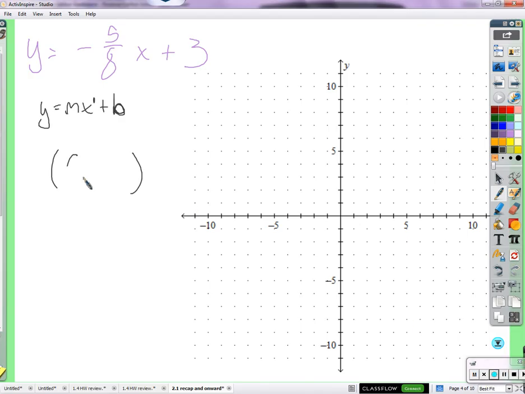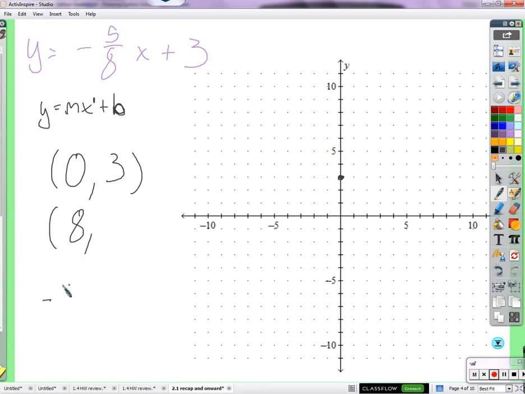We could start with 0 for x, and if we put 0 for x, we get 3. Knowing that this is going to be a line, we know we just need 2 points, and there's a really easy one to find. 0 times 5/8. Sorry. Carry on. All right, and I could put in a 1, sure. I could put in a 2. All these are going to still leave me with a fraction. But if I go all the way to an 8, then I know I'm going to cancel out the denominator.